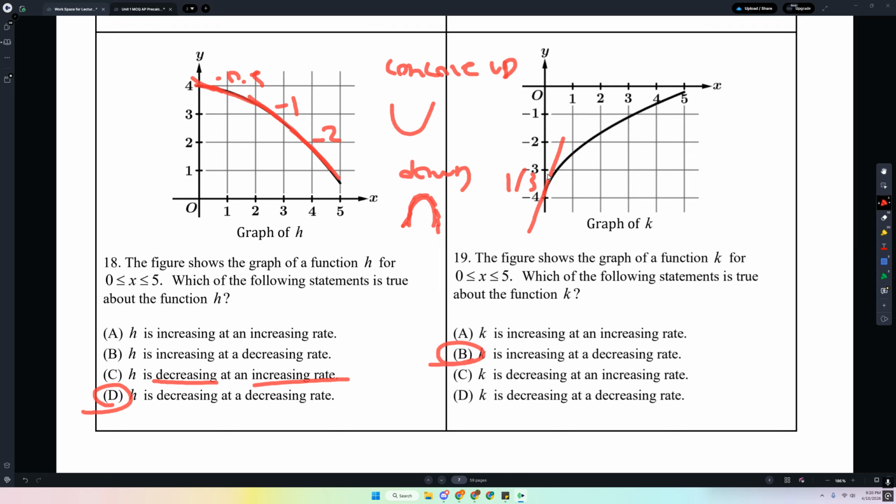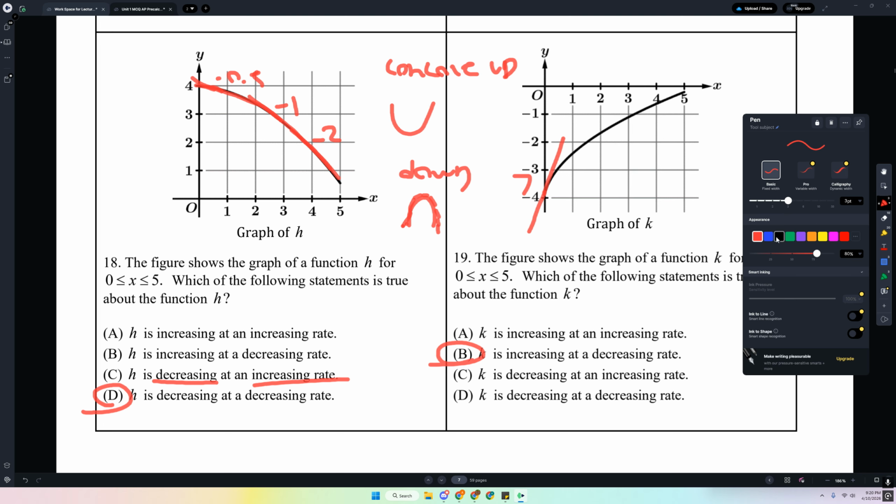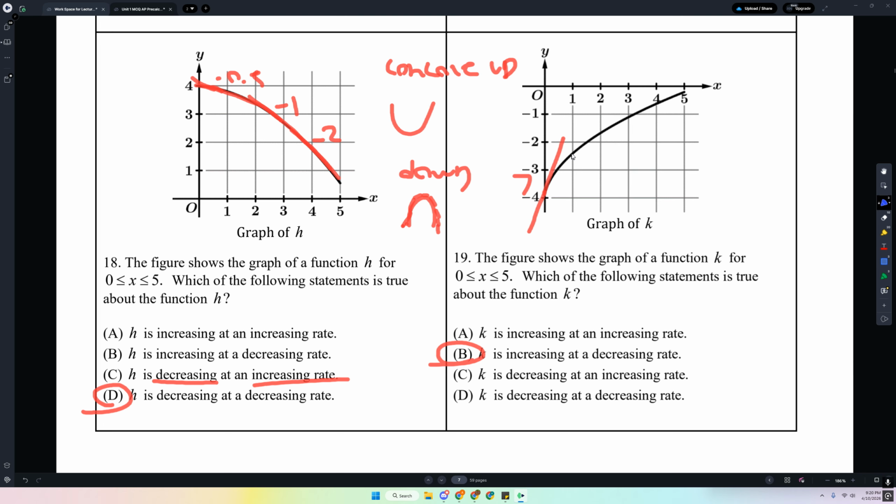I would say 7 is a better answer because then you can keep getting smaller. So now we're going to change colors to make this clear. Now let's pick a point here. If we drew a tangent line to this point, or an instantaneous rate of change, what would be our slope here?